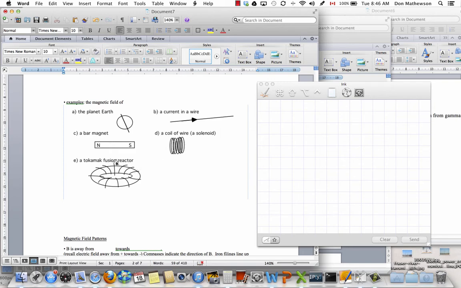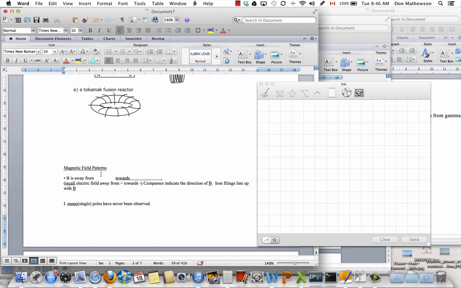And then the largest magnetic field we've ever created is in a Tokamak, and that involves, again, a whole bunch of coils, but tremendous amounts of current flowing through the coils because this is bathed in liquid nitrogen, and the wires are superconducting, so they have no resistance, so you can run hundreds of amps through them and create a really large field. All right, so magnetic field patterns.